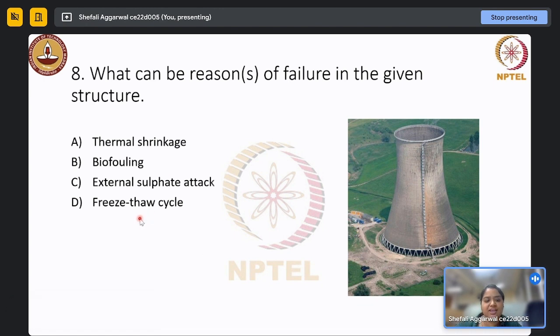I'm just telling in general, if we have any chimney kind of structure, just imagine a chimney. So what do you think can be the other reason for failure? Thermal shrinkage is one reason. Any other reason? Could be sulfide attack, ma'am. Can it be biofouling as well?